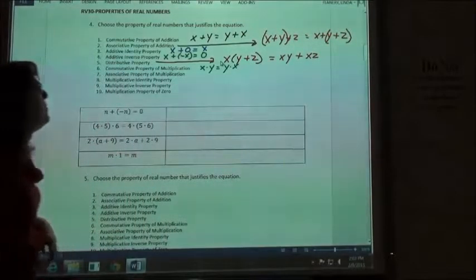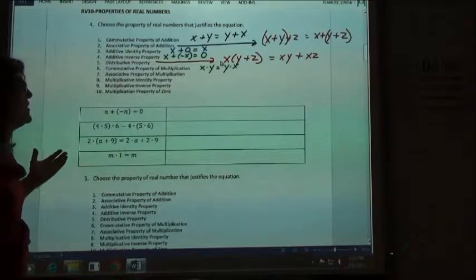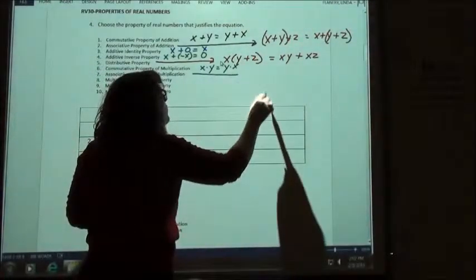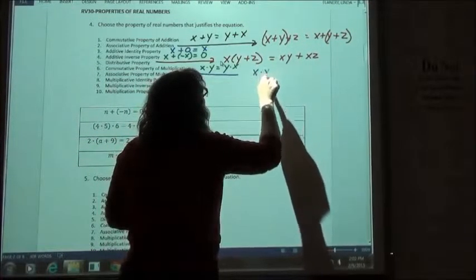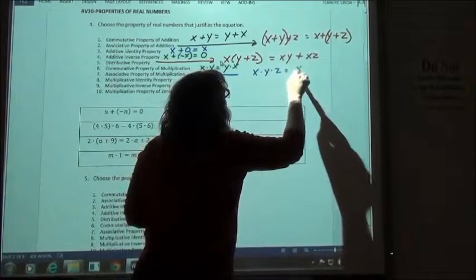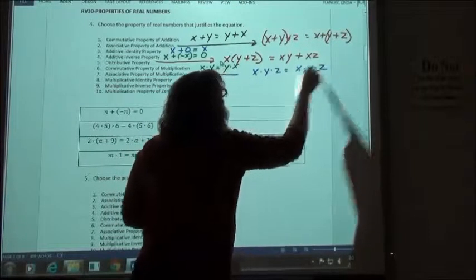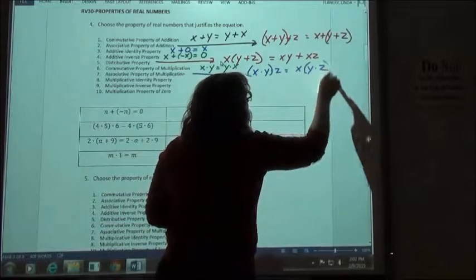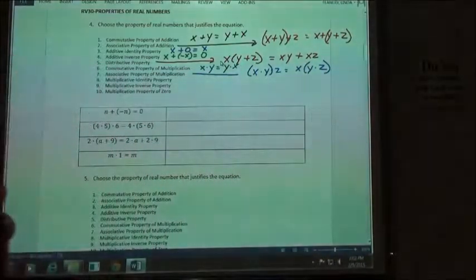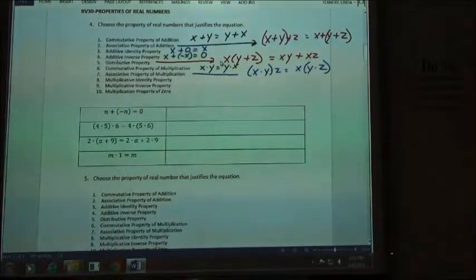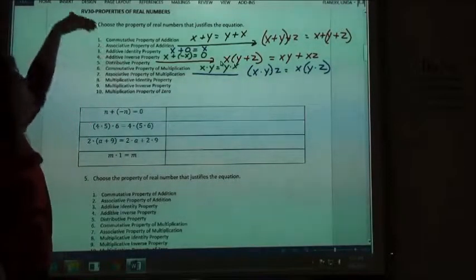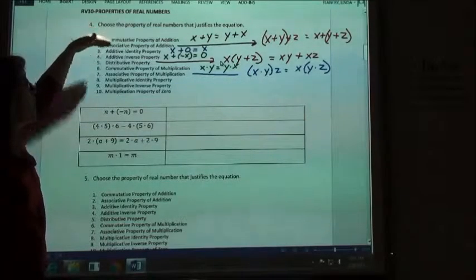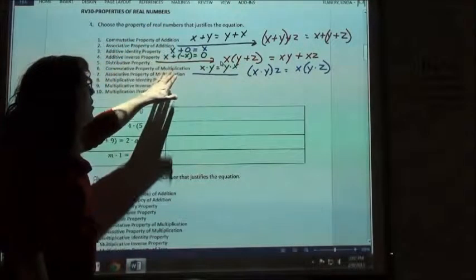Associative property, same thing, I changed the parentheses. So my associative property said if I had x times y times z and x times y times z, one would have parentheses around the first 2, and the other would have the parentheses around the last 2. So you'll have to watch out when you pick, it's going to be in the drop down that you pick the right one. Don't just look and say, oh, it's the commutative property. You have to know, is it of addition or of multiplication?